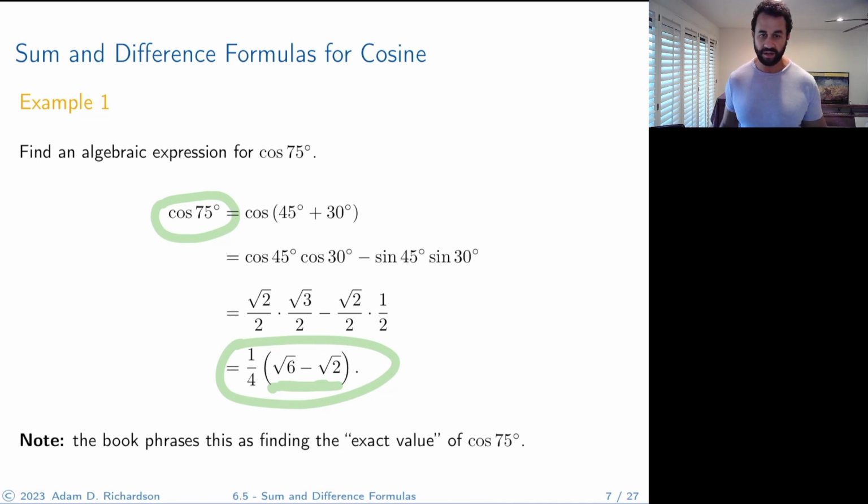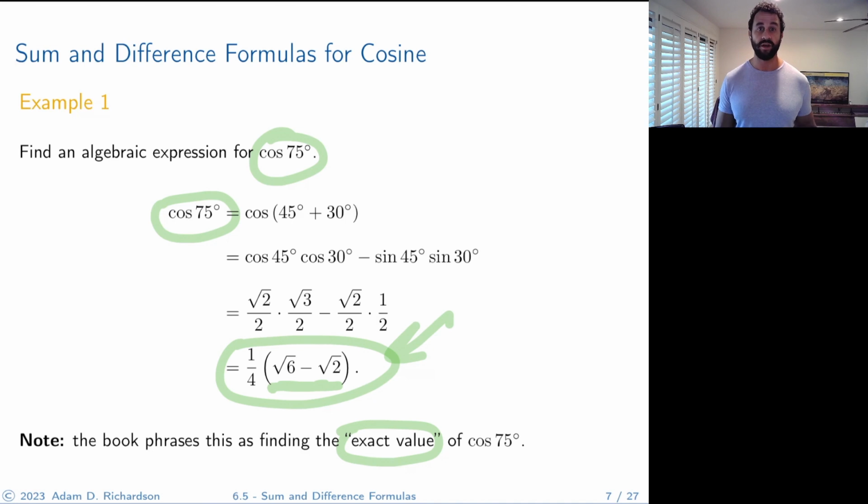One little note I have at the bottom here: the book phrases this as finding the exact value of cosine of 75 degrees. I just prefer to call it finding an algebraic expression, mainly because technically this symbol right here is the exact value of cosine of 75 degrees. But this might be a little more handy depending on what you're trying to work on, right? Because now we can express it completely without any trigonometric functions. We can express it purely through algebraic functions like a radical function.